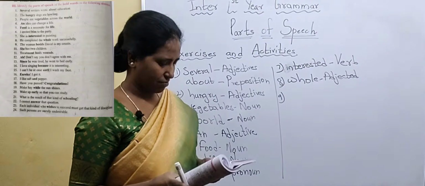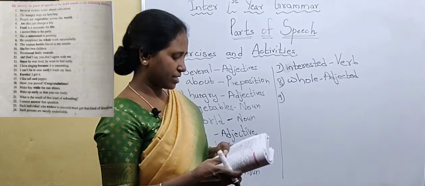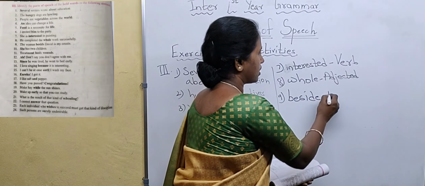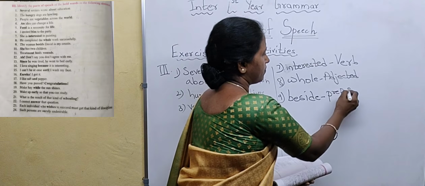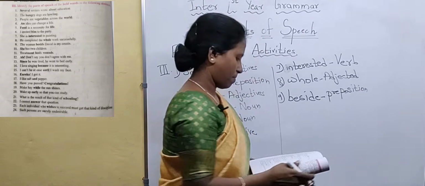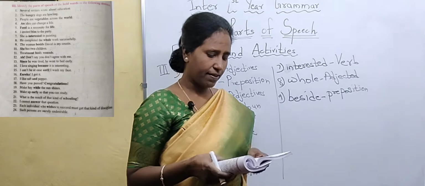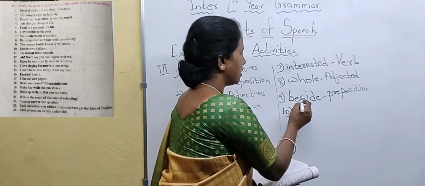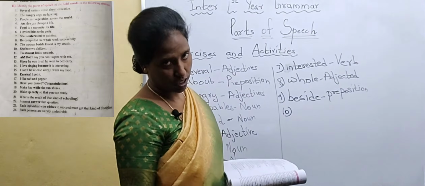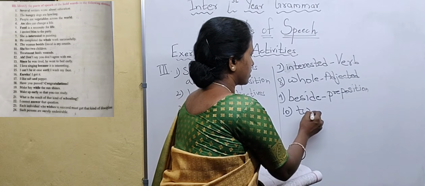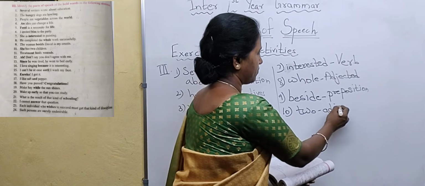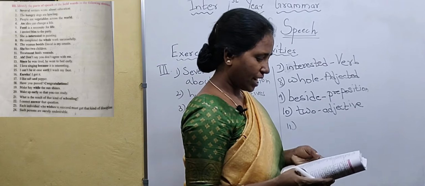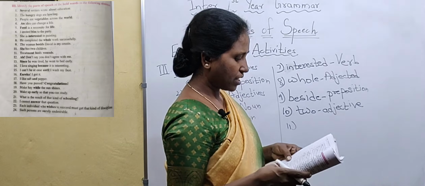He completed the whole work successfully. Whole is an adjective. The woman beside David is my cousin. Beside tells the position. It is a preposition. She has 2 children. Immediately after 2 you have children. So 2 is an adjective.